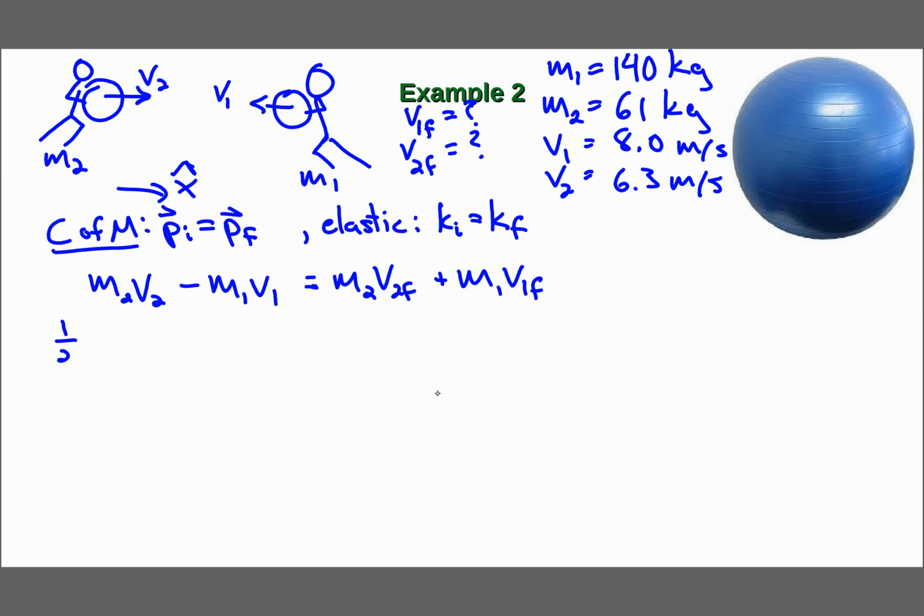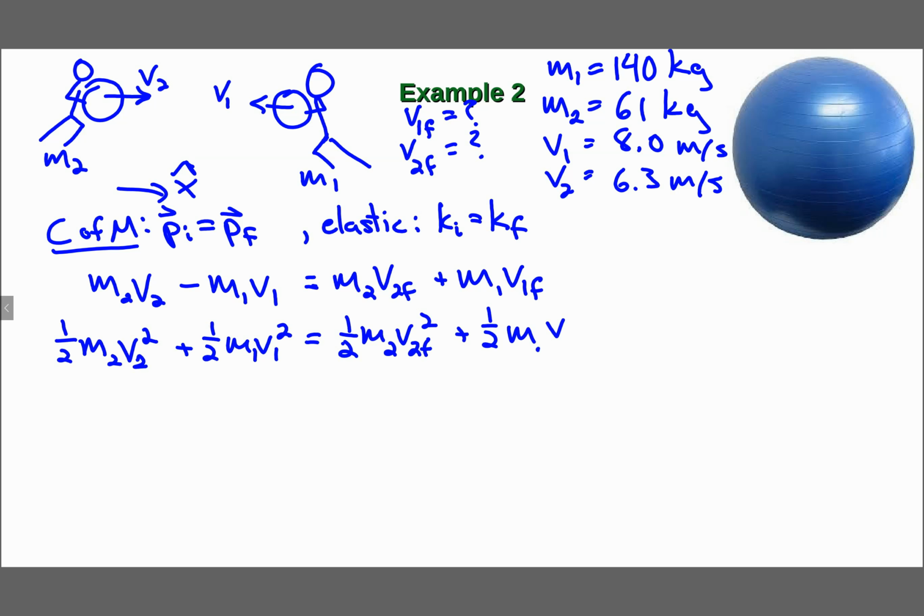And then we can write the energy too, right? 1/2 m2 v2 squared plus 1/2 m1 v1 squared equals 1/2 m2 v2f squared plus 1/2 m1 v1f squared. Okay?